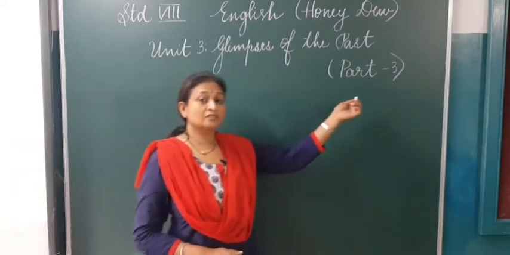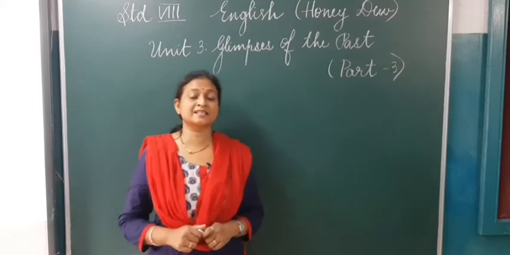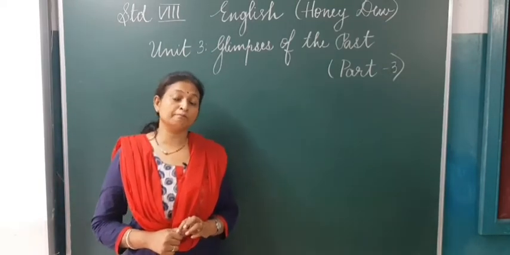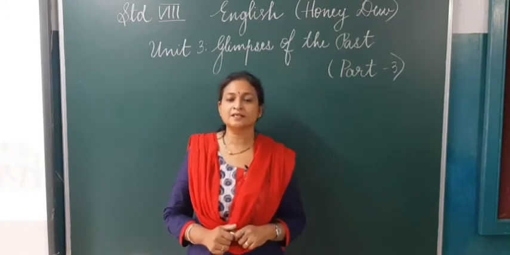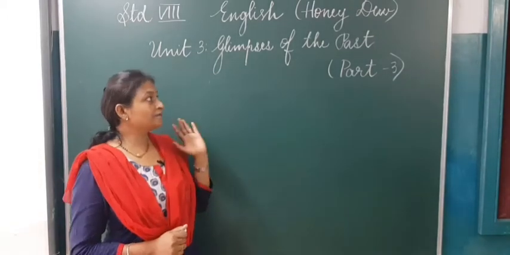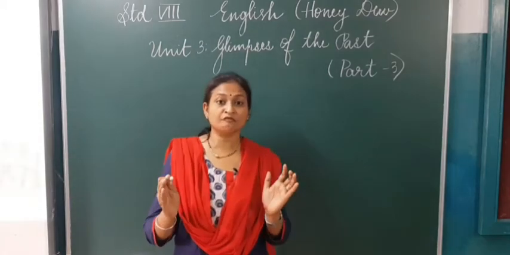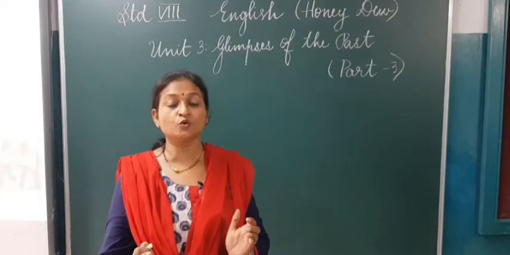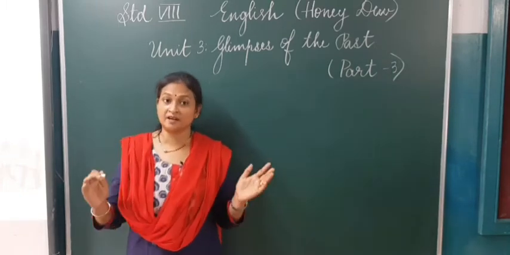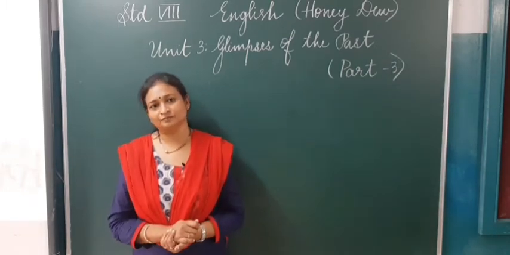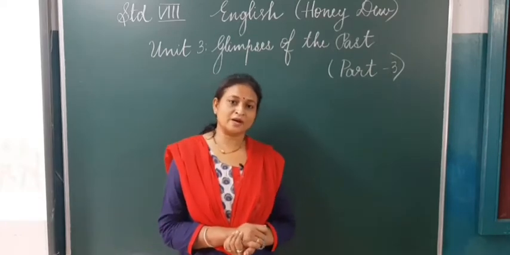It's the third part. The first and second part was the poem Macavity the Mystery Cat, and this is the third part. Now we will be doing this prose, Glimpses. Glimpses means just a glance, just a view of our past. You know, India has a very colorful history. Very colorful, why I said?